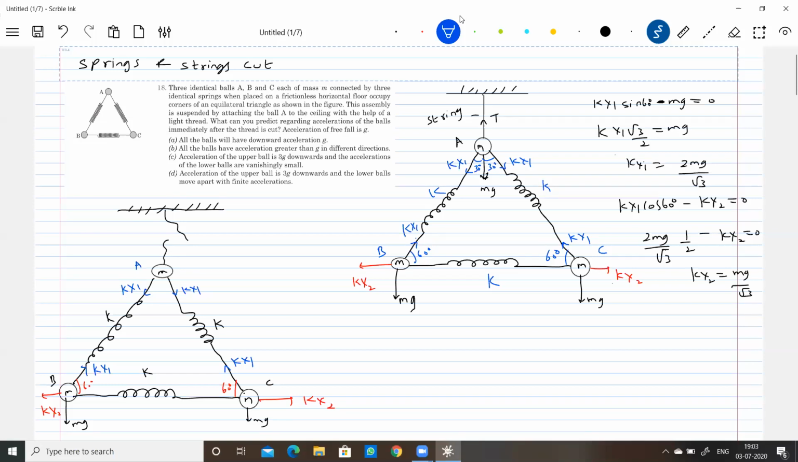What was our question? Read once. Immediately after the thread is cut. Yes, sir, they are vanishing. Just after the thread is cut. Always stick to that word, just after, because that is what decides the total course of the problem. That word has a lot of weightage, so we have to be careful. Now B and C will be at rest. A will move with 3g. Yes, sir, 3g. Sir, shouldn't x1 be equal to x2 because it's an equilateral triangle?